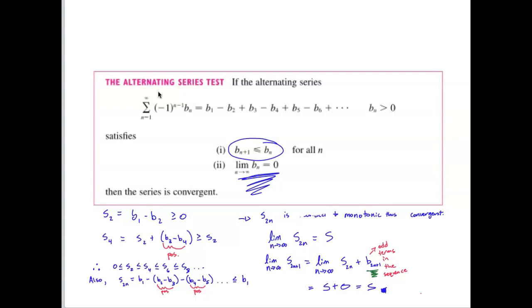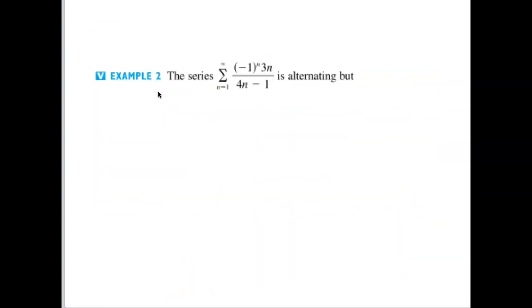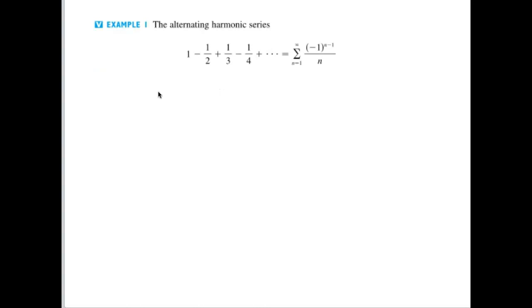Notice, this is the absolute value. This is just b sub n. This is not the actual alternating part. All of these are positive is what I'm saying. We want to look at the sequence as a positive sequence. So the corresponding sequence for us here is just 1 over n. So b sub n is just 1 over n. So condition 1, I need b sub n plus 1 to be greater than, or I'm sorry, less than or equal to b sub n.